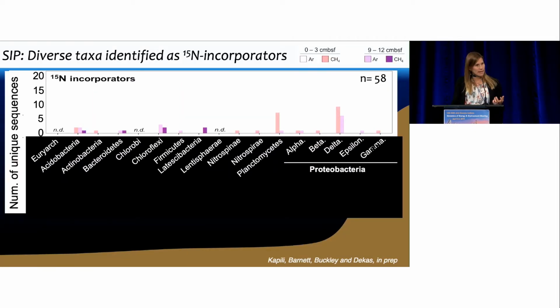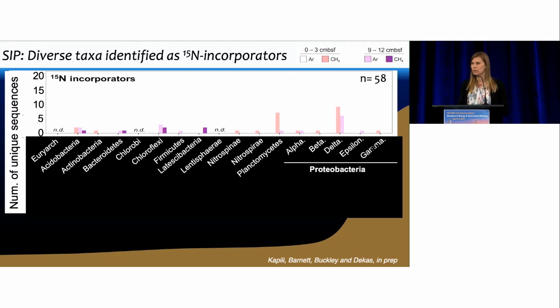When we look at the SIP data, we see a similar diversity. So based on that stable density gradient separation that Sam described, when you look at the heavy fractions and sequence just those to see who has incorporated the 15N into their DNA, we see that it's primarily delta proteobacteria, consistent with the NifH results, but there's a bigger diversity there too.